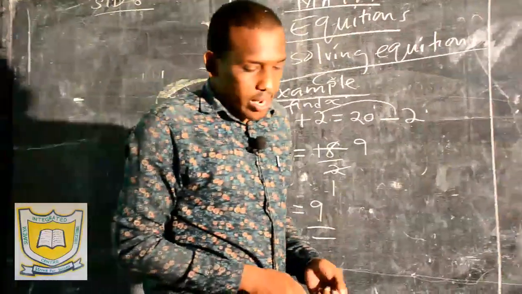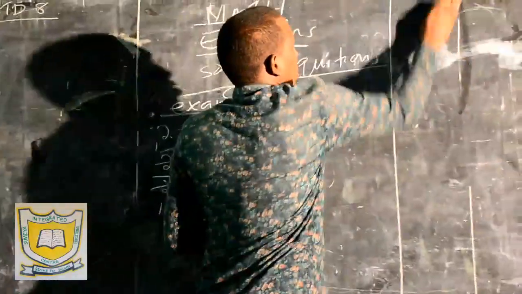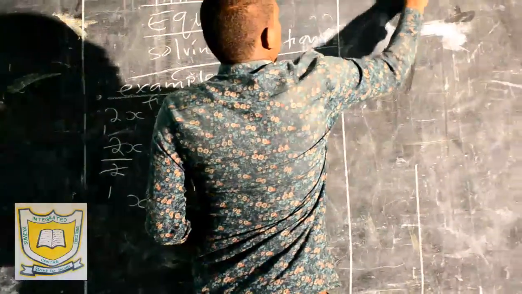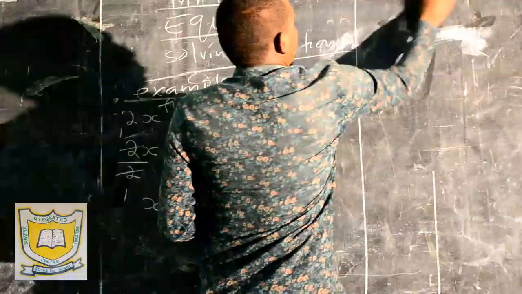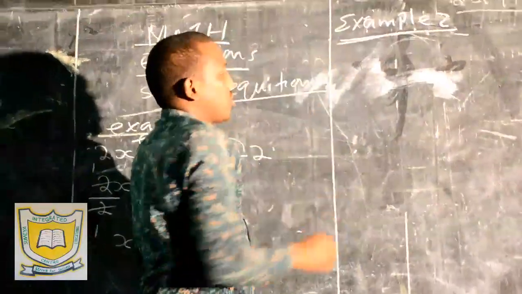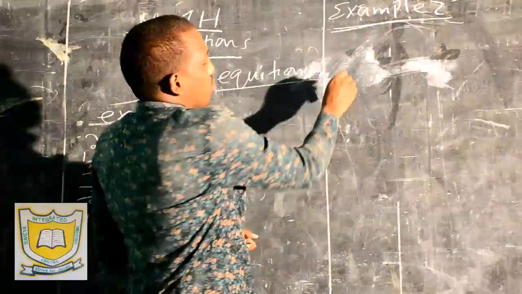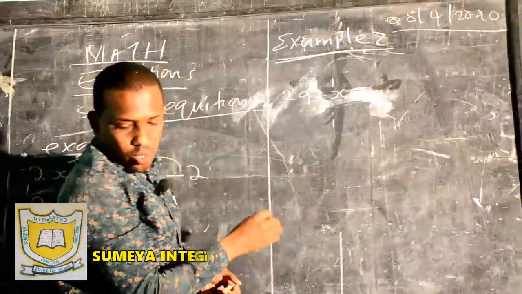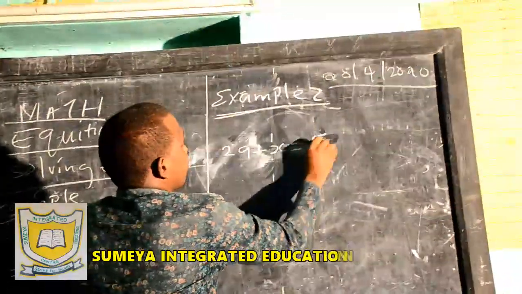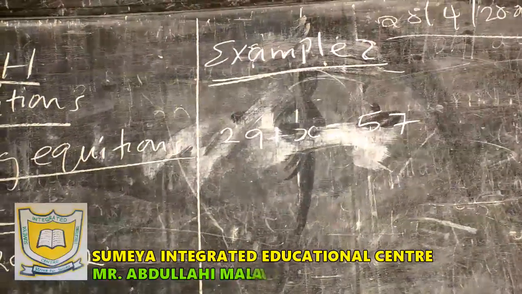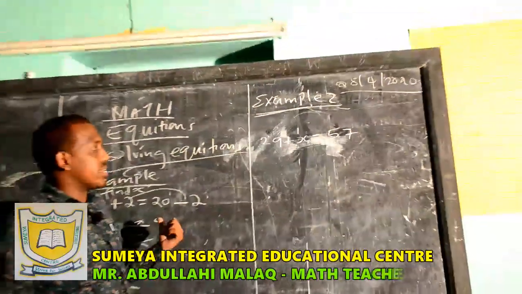We go now to another example. Example 2. We are told here 29 plus x is equal to 57. So we are told also to find x. How do we get x? The same way we did.